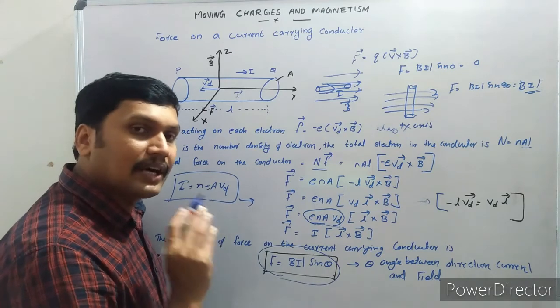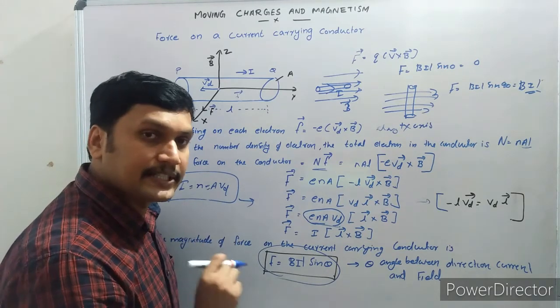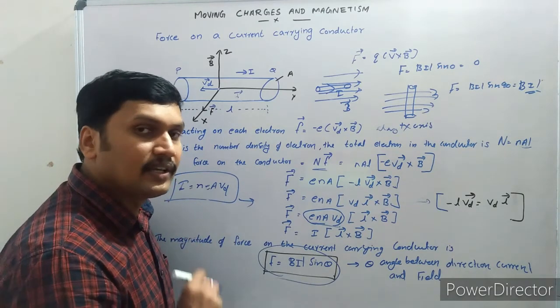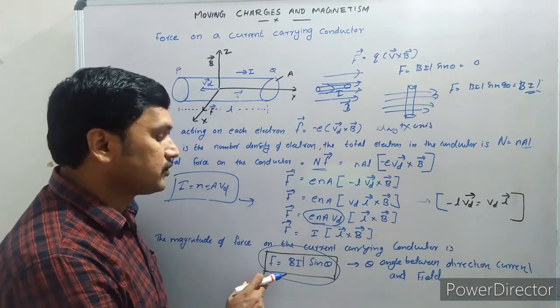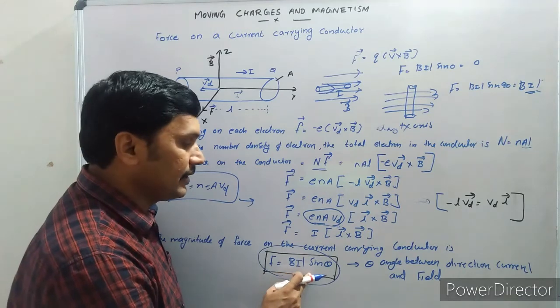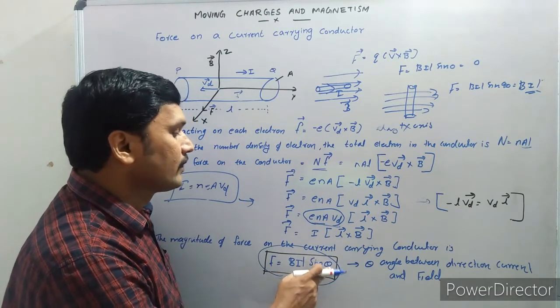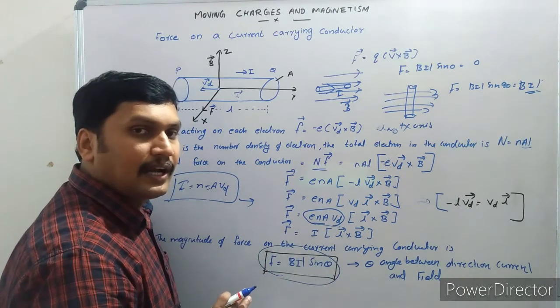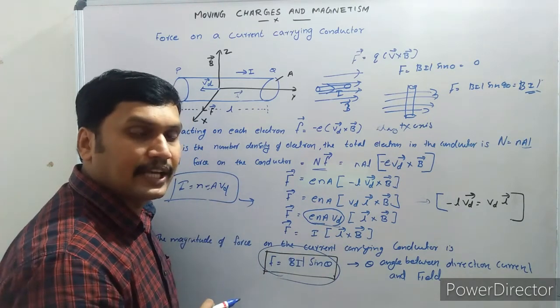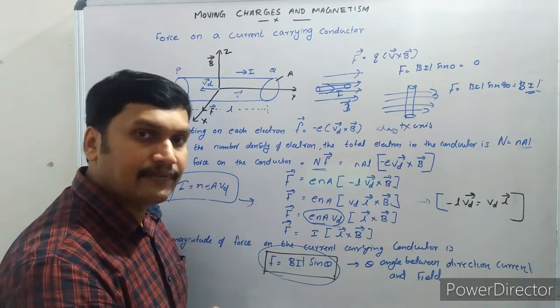So all current carrying conductors experience a force in a uniform magnetic field. The magnitude of force is given by B I L sin theta, or the force is equal to I into L cross B, and the direction of force can be predicted by Fleming's left hand rule.